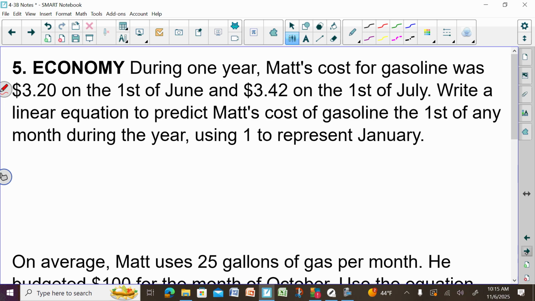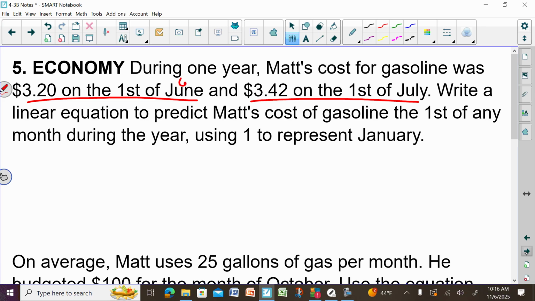Okay, word problems. Same concept. During 1 year, Matt's cost for gasoline was $3.20 on the 1st of June, and then $3.42 on the 1st of July. Write a linear equation to predict his cost of gasoline the 1st of any month during the year, using 1 to represent January. So each month has its own designated number. So 1 would be January, 2 would be February. So the 1st of June would be 6.